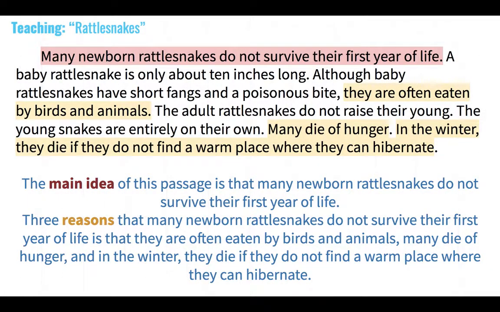Looking back at my example passage from yesterday, Rattlesnakes, I've highlighted the main idea in red and the 3 supporting details here in yellow. I'm going to take my work from yesterday to unlock the key to this nonfiction summary.